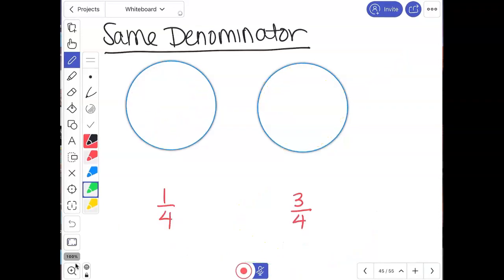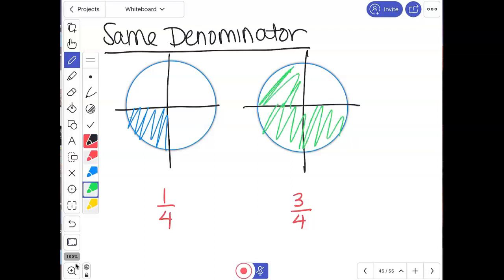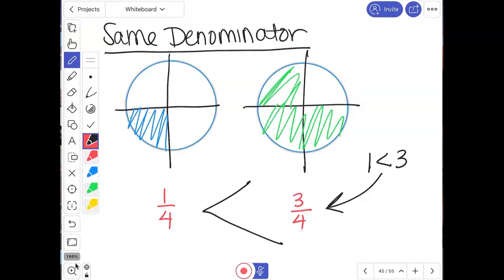All right, let's do one more of these. Pause and draw the circles. I'm going to break it into fourths. I am going to shade 1/4 on this side. And I'm going to shade 3/4 on this side. And I know that 1/4 is less than 3/4. I also know that 1 is less than 3. So it's easy for me to do that even without my pictures. How cool is that? The math is kind of already done for you.